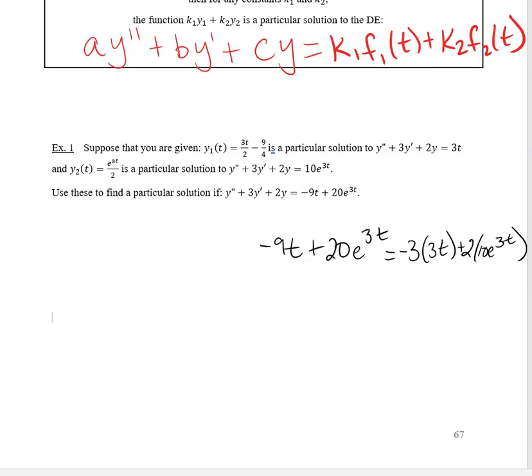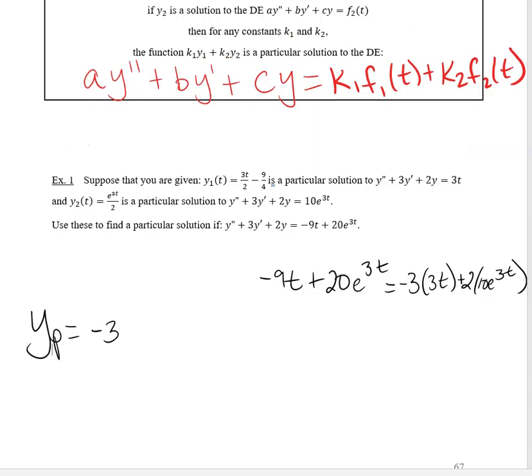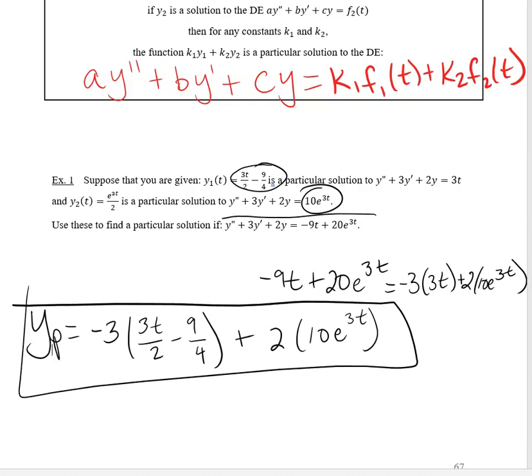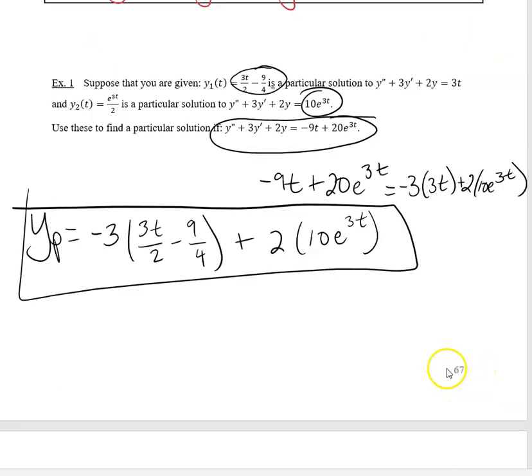So our particular solution, y sub p, is going to be equal to negative 3 times the first solution, that's y1, so 3t over 2 minus 9 over 4, plus 2 times that second solution, 10e to the 3t. And that's it. That's a particular solution to the differential equation they asked us about that was a linear combination of the two that we started with. And that's really the superposition principle in action, just combining those two solutions.